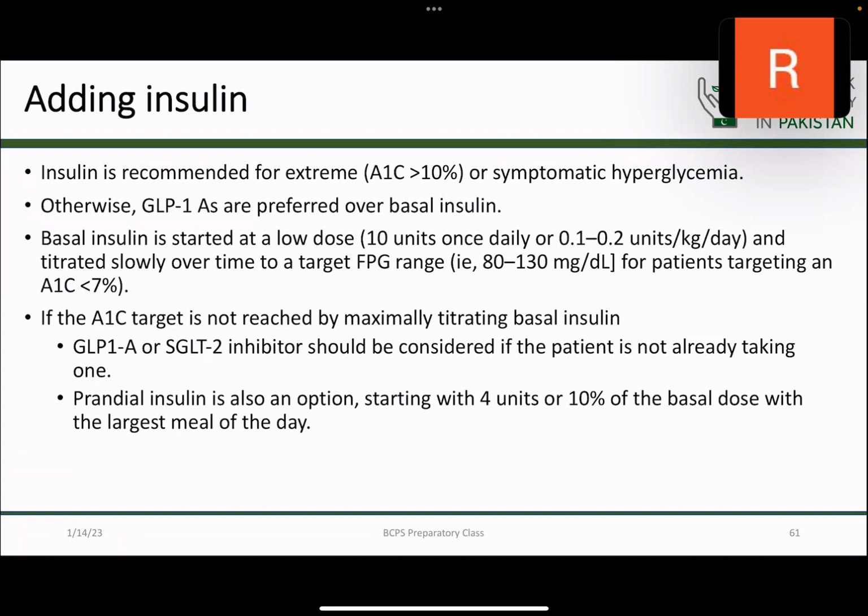Because of the lack of time, we will not discuss how you have to add insulin, but most of the principles are similar to the start of insulin, but we have to reduce the starting dose. So we have to keep the starting dose at 0.1 to 0.2 units per kg per day. And we have to monitor the patient. If the patient is not under glycemic control, even after adding the basal insulin, then either we can add a GLP-1 agonist or sodium glucose 2 receptor inhibitors, or even parenteral insulin is an option.